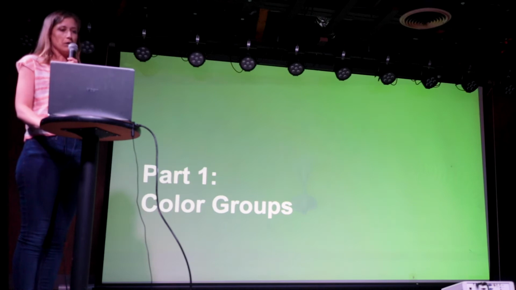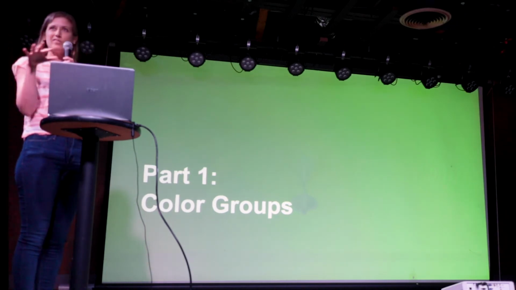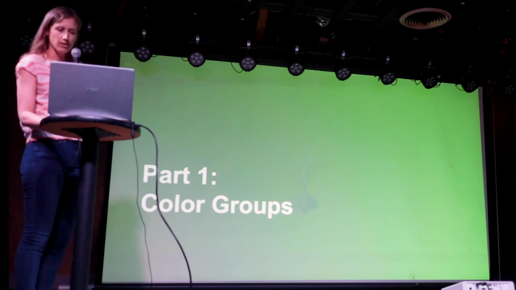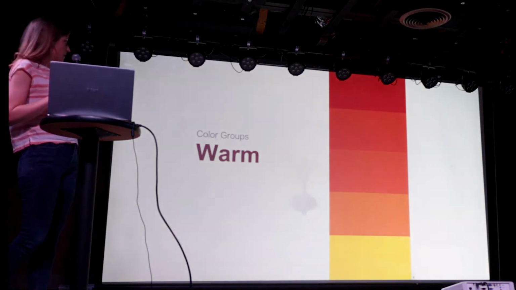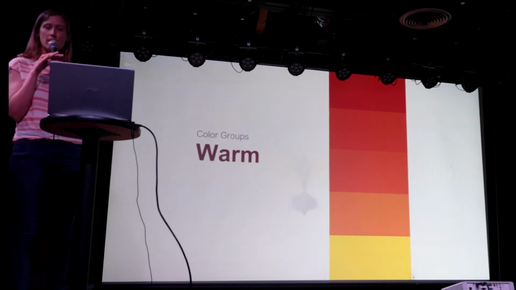So part 1, color groups. All colors fall into one of 3 color buckets, and it's called a color group. The first color group is warm colors. These are generally your yellows, your oranges, and your reds.